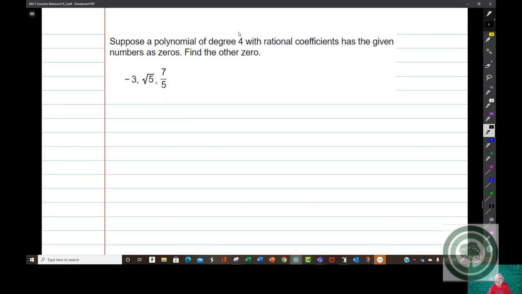Suppose a polynomial of degree 4, that means it can have 4 zeros, and 4 x-intercepts from those zeros, if the zeros are real. All right, suppose the polynomial of degree 4 with rational coefficients, that is nice numbers, has the given numbers as zeros, these. This is not nice, but this is nice and that's nice. Find the other zero. This could be so difficult, but it's not.